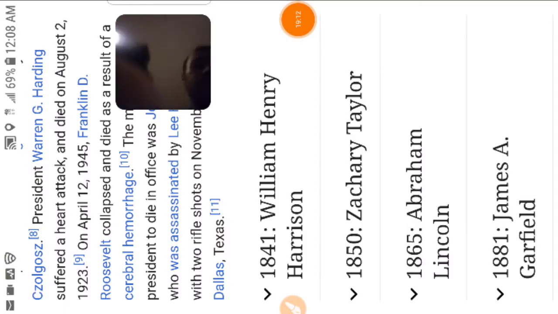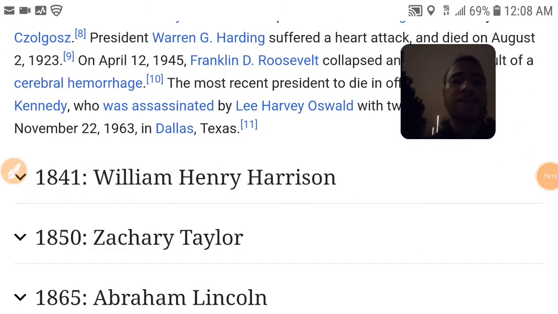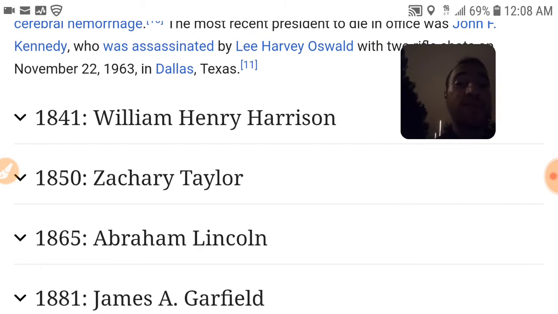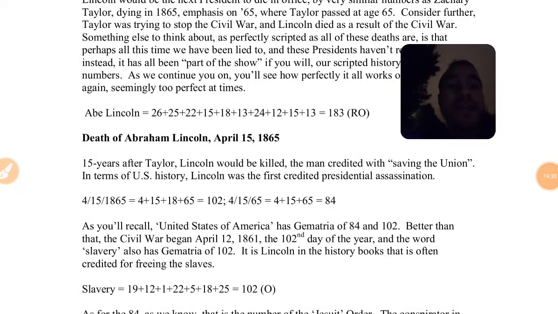So here's a quick recap. William Henry Harrison was the first to die in office. Zachary Taylor is the 2nd to die in office. Abraham Lincoln was the 3rd to die in office, and also the 1st president to be assassinated. That's what we're talking about now. 15 years after Taylor, Lincoln would be killed, the man credited with saving the Union. In terms of U.S. history, Lincoln was the first credited presidential assassination, right? The first credited. The other two just happened to die in office from drinking raw milk and eating fruit, or just becoming ill, like the 33rd element of the periodic table, also summoned at 33, arsenic.